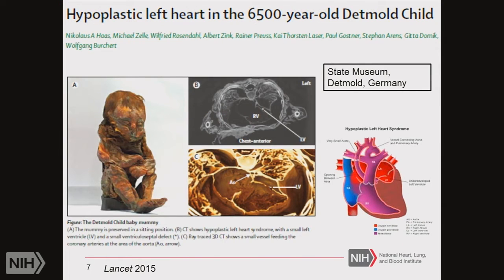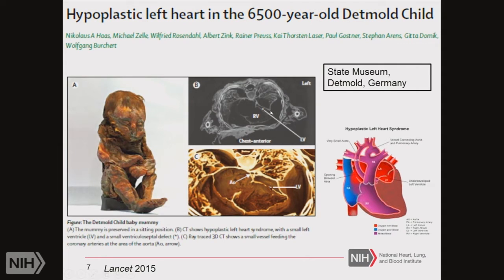And I just want to take a brief side trip in history. This slide fascinates me. The State Museum of Detmold, Germany has a large mummy collection, and then there's this one small mummy here. And they are assessing the mummies using modern imaging techniques. And so when they scanned this one with the CT scan, which you see here, they found out that the left ventricle was missing in this child.